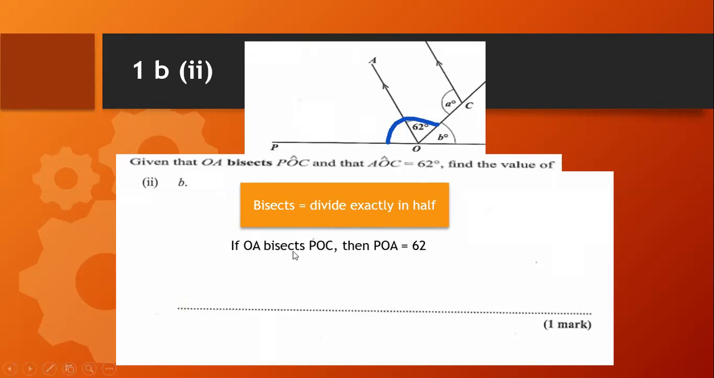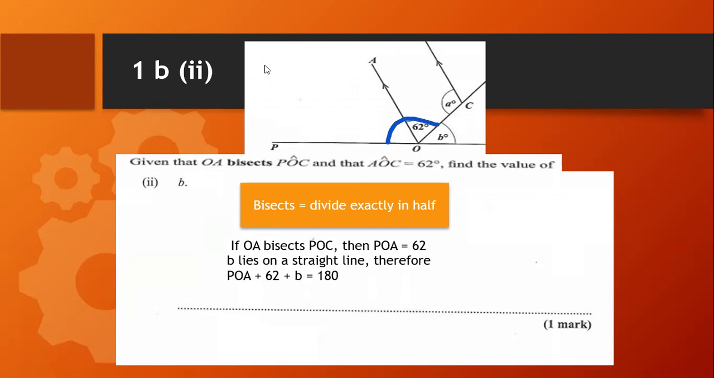So if OA bisects POC, then POA, which is this angle right here, that's also 62. And we can easily find B. Why? Because we know that B lies on a straight line. Therefore, POA, which is this angle here, plus 62, which is this angle, plus B, which is this angle, gives me 180 degrees.